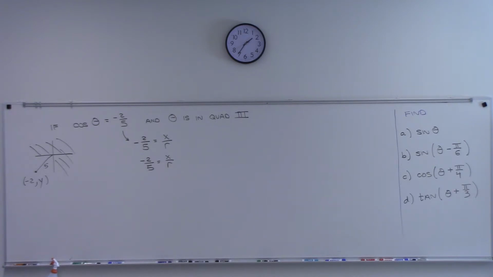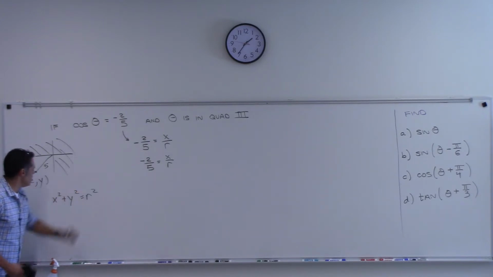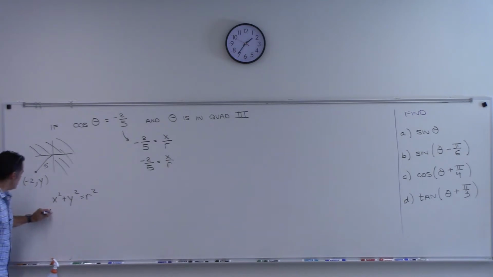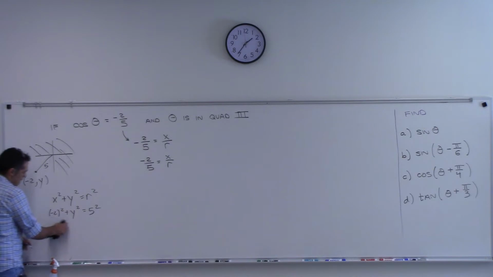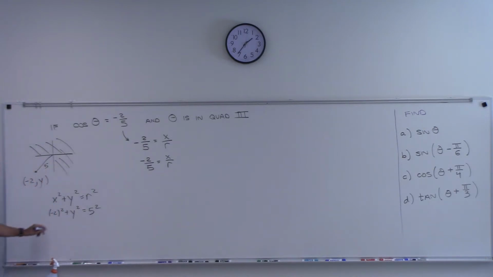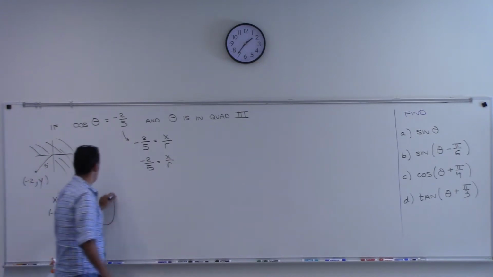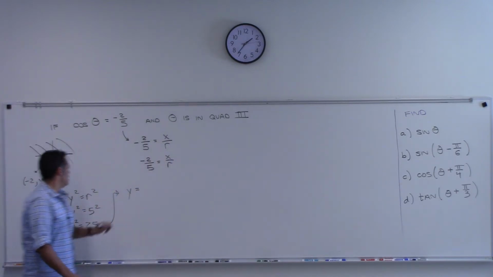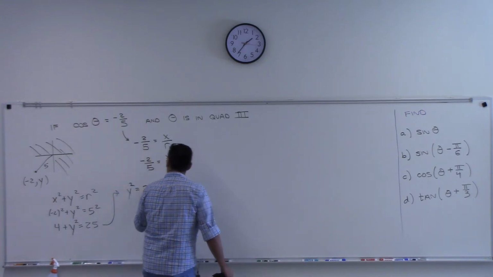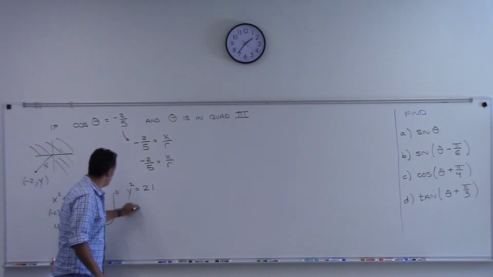Pythagorean now, right? X squared plus y squared is r squared. X was negative 2, so negative 2 squared plus y squared is r, which is 5 squared. Four plus y squared is 25, oh, I forgot to put my squared here, sorry. Y squared is 25, take away 4 is 21, right? And now take the square root on both sides. So y is plus or minus root 21.